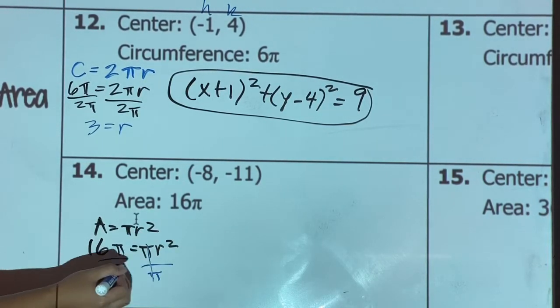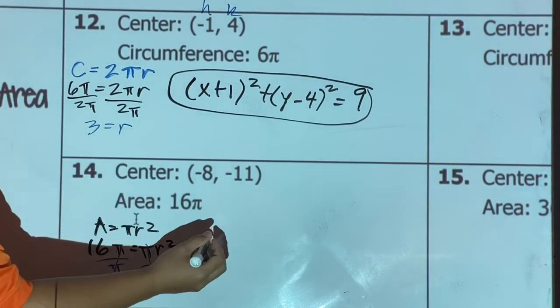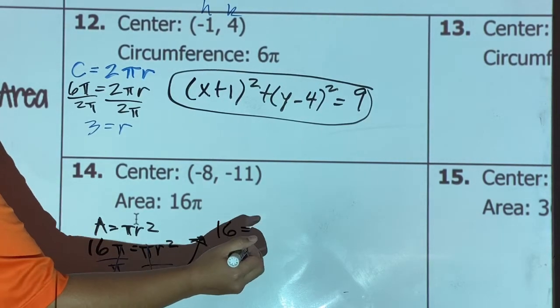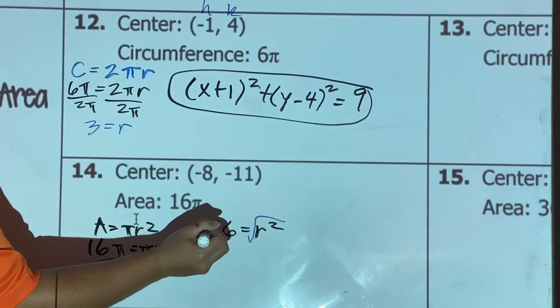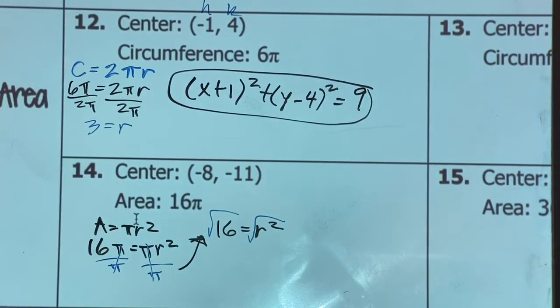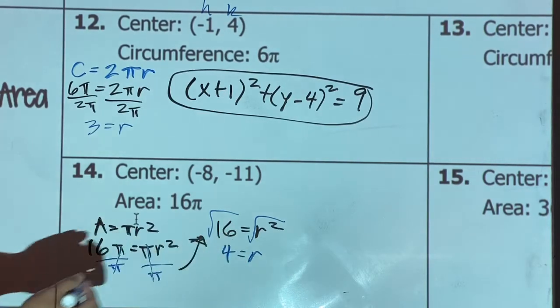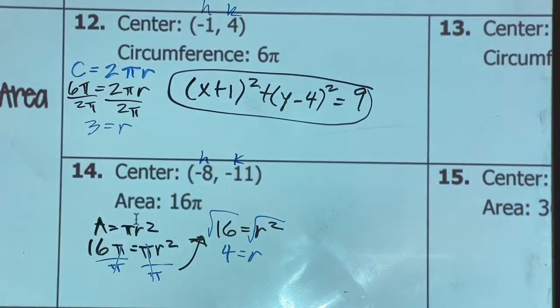So the pi will cancel out here. So then I'll be left with, I'm going to write it up here, 16 equals r squared. And then just to get the radius by itself, right, you would want to square root both sides. So that means that the radius is going to be 4, right? So now you have the radius, and you have your h and your k, which is your center point. And then you can use that to write out your equation.